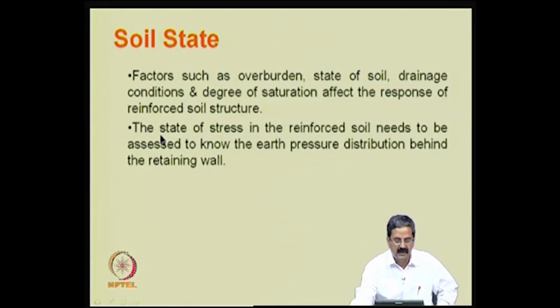As I just mentioned, the state of stress in the reinforced soil needs to be known, to know the earth pressure distribution behind the retaining wall. So, earth pressure, how do you do that? It is Ka into gamma h. We assume that it is a hydrostatic distribution, in fact, is it not? We assume that the pressure is hydrostatic, like a water force acting. Okay.